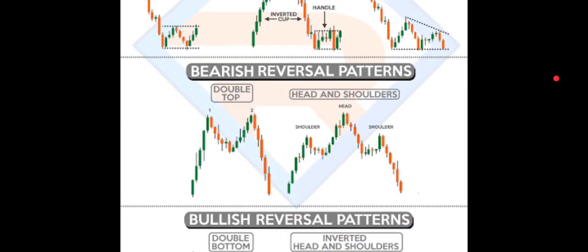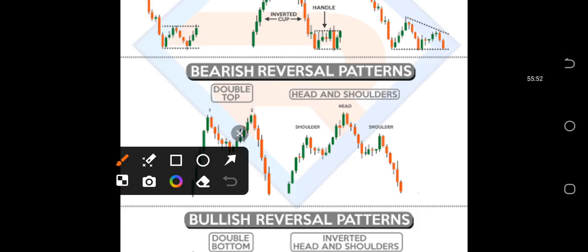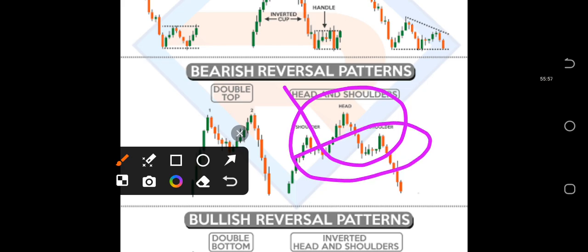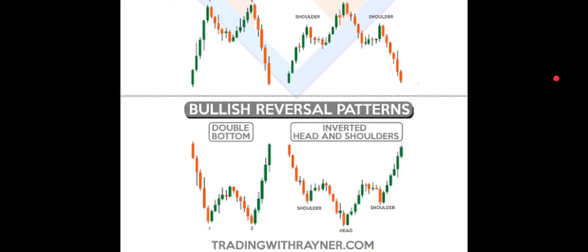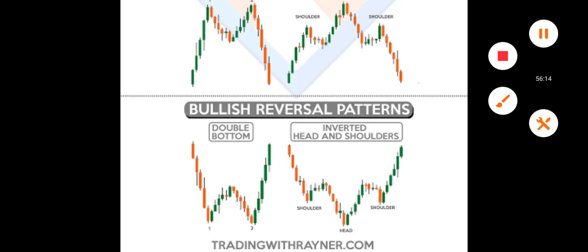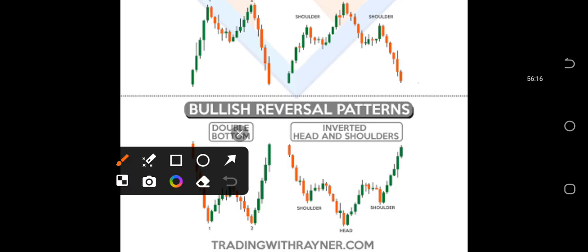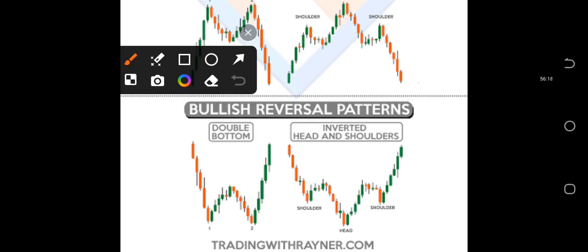Let me zoom out. So this is a head and shoulder pattern. You can see that this is a head and shoulder pattern. This is our neckline. A breakout of this neckline like this is telling you that the market will go down. But look at the inverted head and shoulder pattern. If you turn your phone upside down on a real market, you see that the head and shoulder pattern will now appear like this. You can see it is now in inverted format.